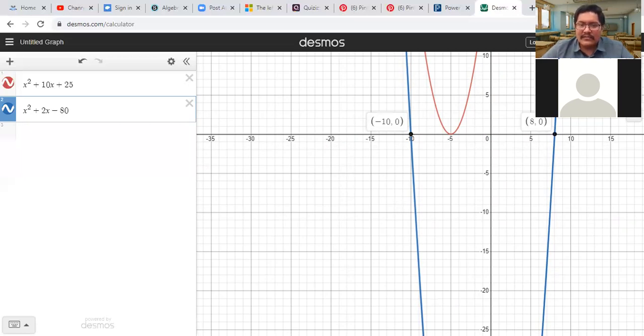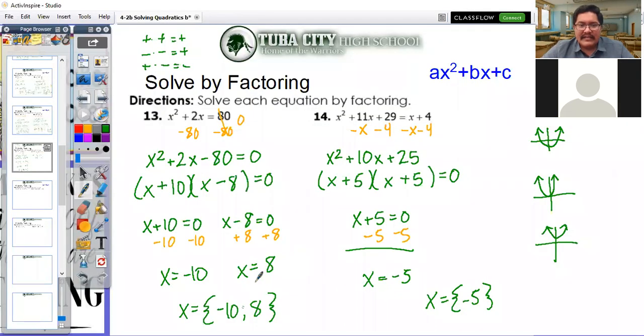So again, that's what's going on. Remember, these solutions are where the parabola equals 0, or where it contacts the x-axis. So that's why we have -10 and 8 on this one, and only one solution on this one here. Now you still have to solve by factoring, okay?